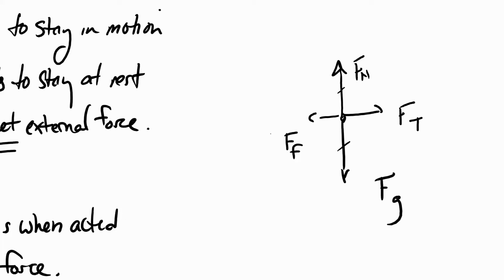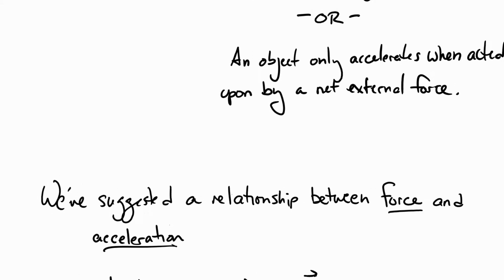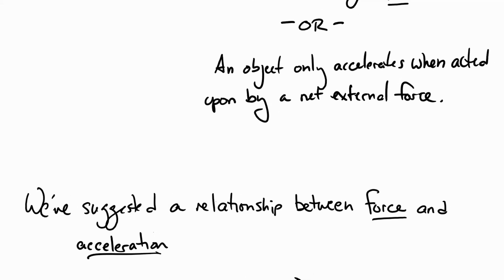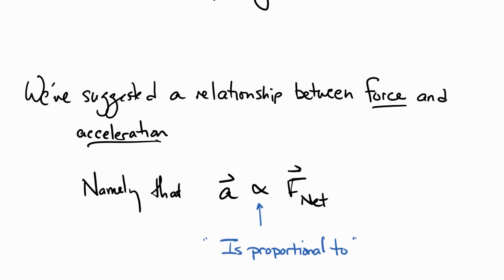And that's all well and good, but there's a distinct lack of numbers here, and a lack of specificity. So let's see if we can dig a little deeper. Now, we've suggested this relationship between force and acceleration. This is what we were doing, talking all about these motion diagrams, and we were saying that when you have a net force, you get an acceleration. That an acceleration is the result of a net force. So we're saying that acceleration is proportional to, that's what this little fishy thing is, net force. So if I apply a bigger force, I get a bigger acceleration.